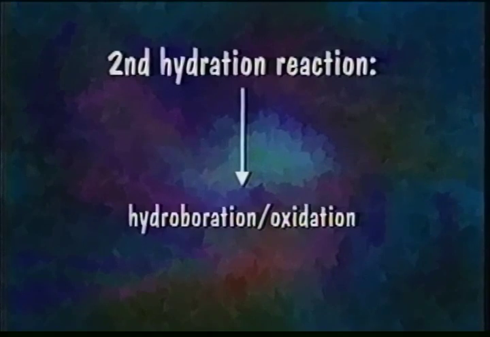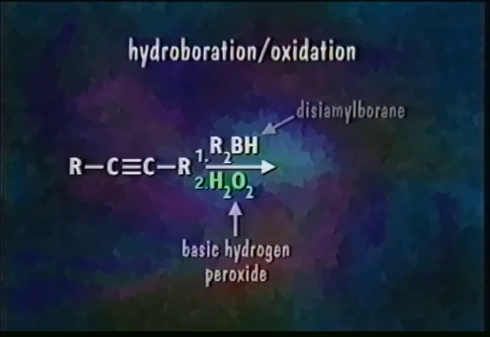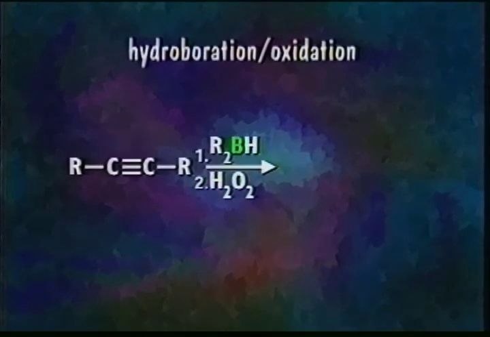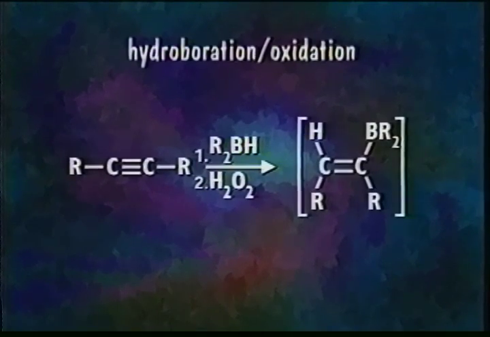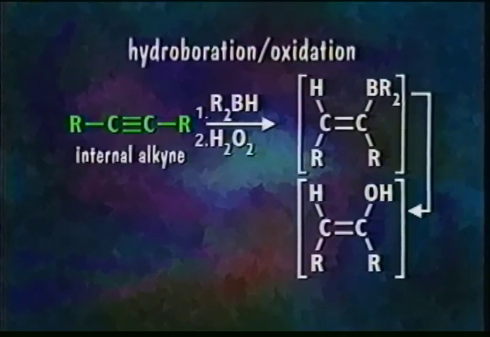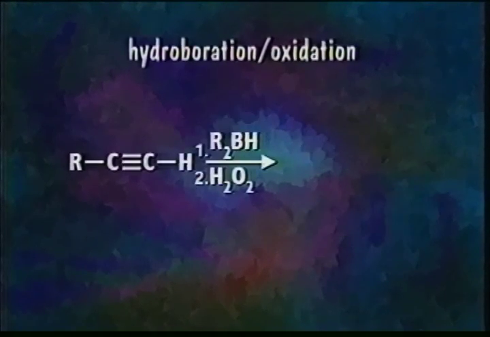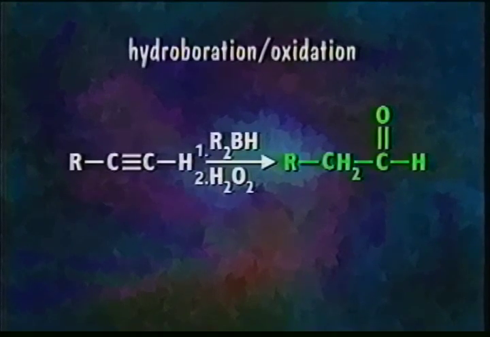The second hydration reaction, hydroboration oxidation, involves an alkyne in the presence of a borane, dicyamylborane, and basic hydrogen peroxide. The boron from the dicyamylborane adds to the less substituted carbon, and then the hydrogen peroxide replaces the boron with an OH group. If the reactant is an internal alkyne with 2 different substituents attached to the triple bond, the products of the hydroboration oxidation reaction will be a mixture of ketones. If the reactant is a terminal alkyne, the product will be an aldehyde.